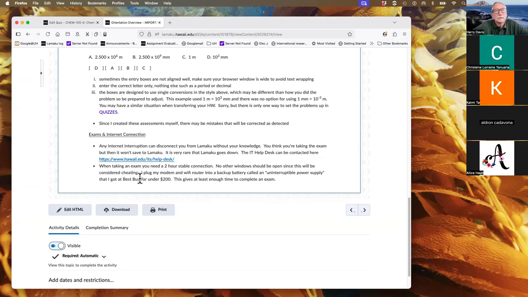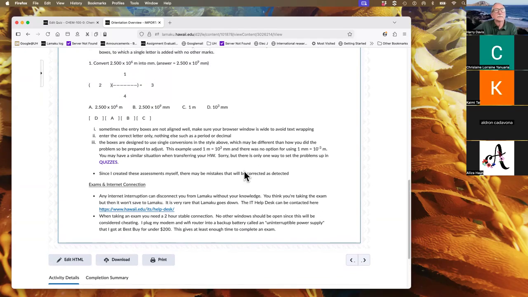And here's what I do. I plug my modem and Wi-Fi router into a backup battery. It's called an uninterruptible power supply. I got it for under $200 at Best Buy. It gives you at least enough time to complete an exam. That's just a suggestion.